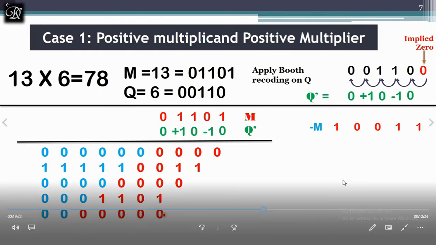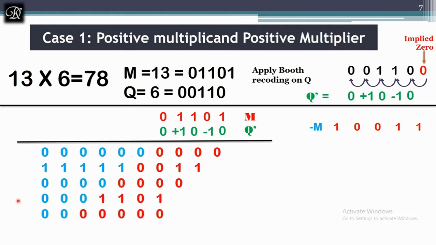Sorry, I have to remove this. Even though it is there, it's not going to change the value because it is going to be a 0. Next, we will see how to find the final value.